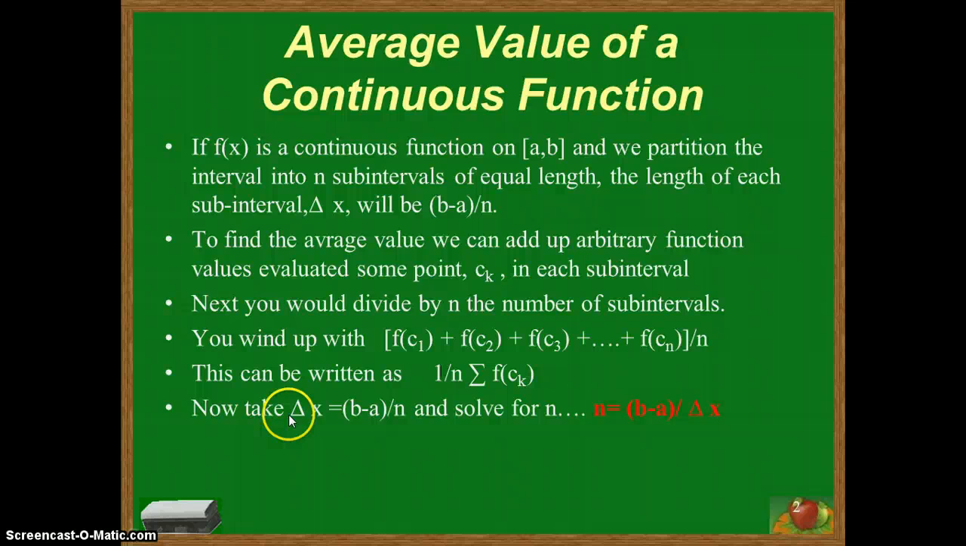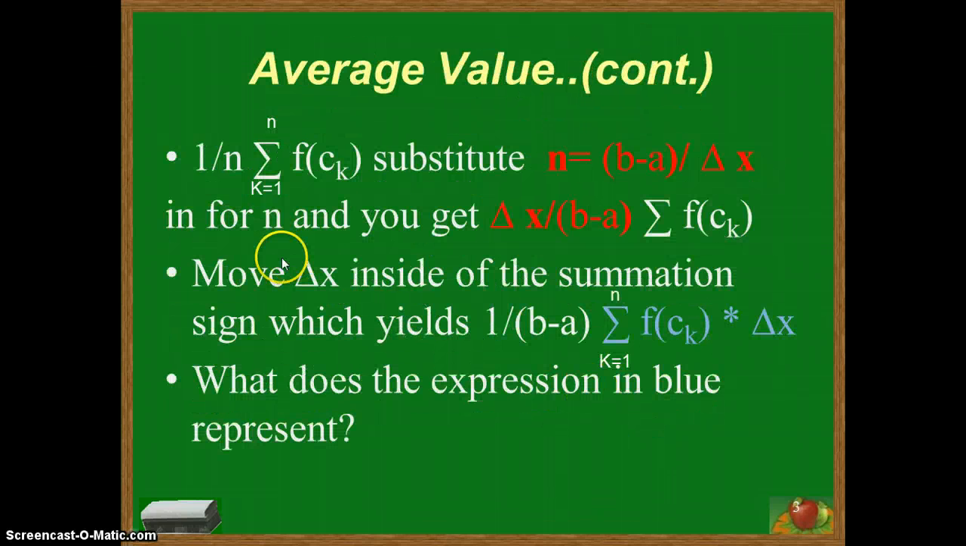Now, if we say that the length of each subinterval, delta x, is equal to the whole interval, b minus a, divided by the number of subintervals, n, then solving this for n, we get n equals (b minus a) over delta x. So take what we have mathematically, 1 over n times the summation from k equals 1 to n of f of ck. Substitute in what we had for n, and what we get is delta x over (b minus a) times the summation of f of ck.